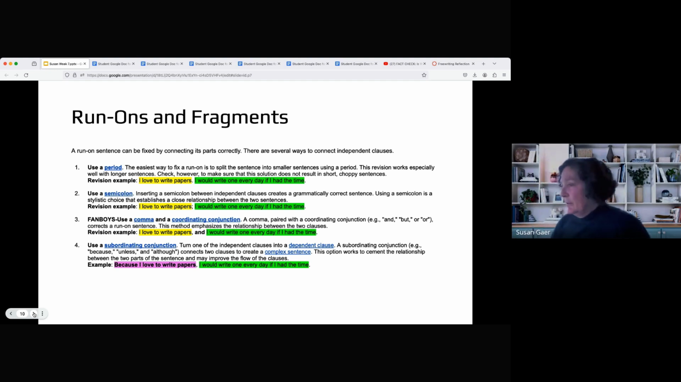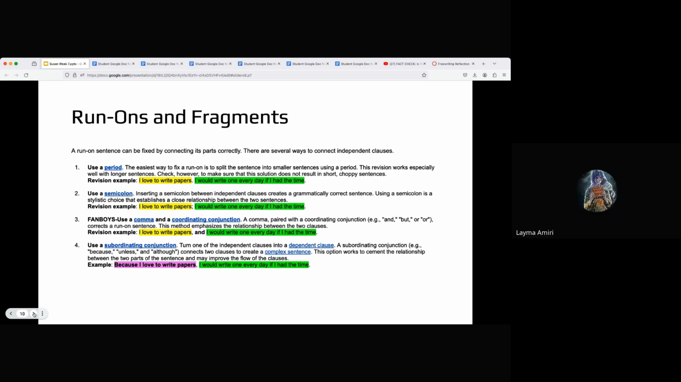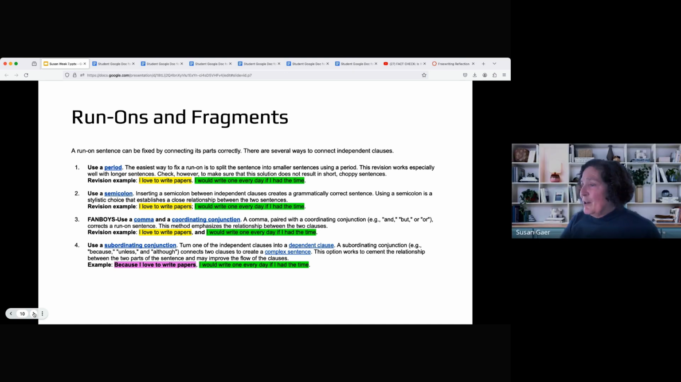Would you like to read number 2? Yes, Professor. Number 2, use a semicolon. Inserting a semicolon between independent clauses creates a grammatically correct sentence. Using a semicolon is a stylistic choice that establishes a close relationship between the two sentences. Revision example: I love to write papers; I would write one every day if I had the time. Thank you. I don't really like this solution. Only once in a while, if you have a really long sentence that you need to connect together, would I use a semicolon. It's not my favorite choice.